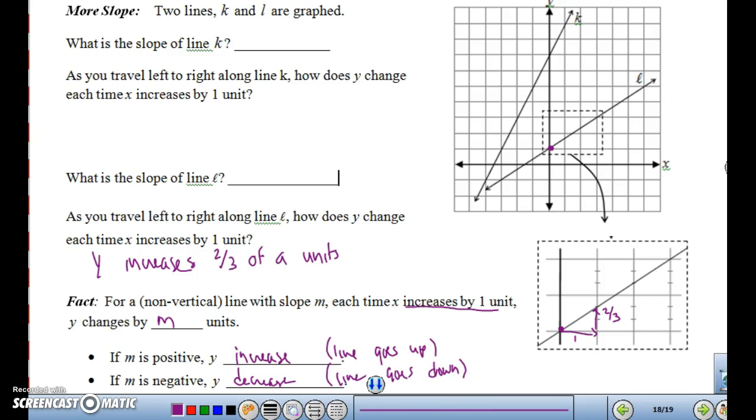So the value of m, the slope, is a very important thing. It tells you how you move from point to point on the line. And for every increase of 1 unit in the horizontal distance, the x value, your y value is going to go up or down depending on if m is positive or negative.